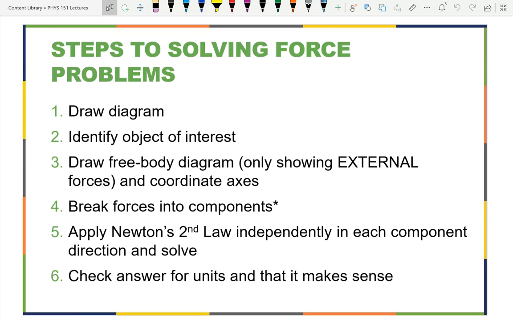So you don't put internal forces, only external forces. What's the difference? An internal force is between two objects within the system. In the example I used, I choose my system as the wagon and the child. The force that the child puts on the wagon is internal, because both the wagon and the child are inside my system. I don't include that because Newton's third law says for every force there's an equal and opposite force. So the force the child puts on the wagon is equal in magnitude and opposite in direction to the force that the wagon puts on the child.